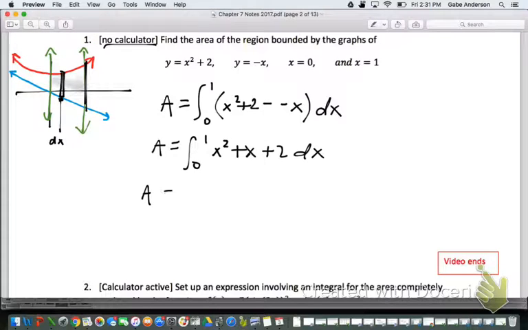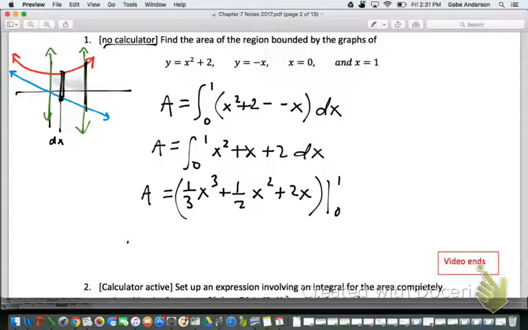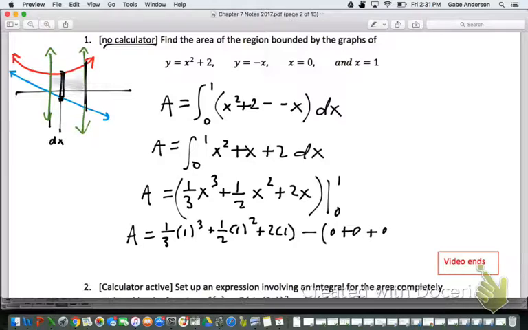And now I'm ready to evaluate this and actually find the area. So I'm going to do my antiderivative first. It would be 1/3 x cubed plus 1/2 x squared plus 2x. All of that evaluated from 0 to 1. And I'm going to use FTC1 to help me out here. So it's going to be 1/3 times 1 cubed plus 1/2 times 1 squared plus 2 times 1. And then, it doesn't always work out this way. It's kind of nice though. With the 0 in there, it just ends up being 0 plus 0 plus 0.